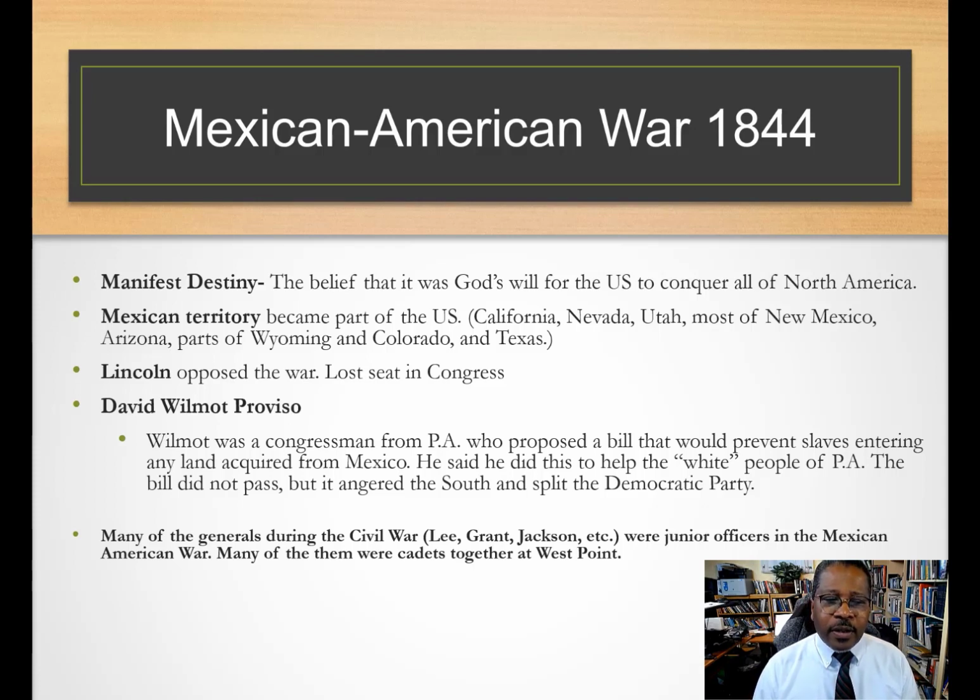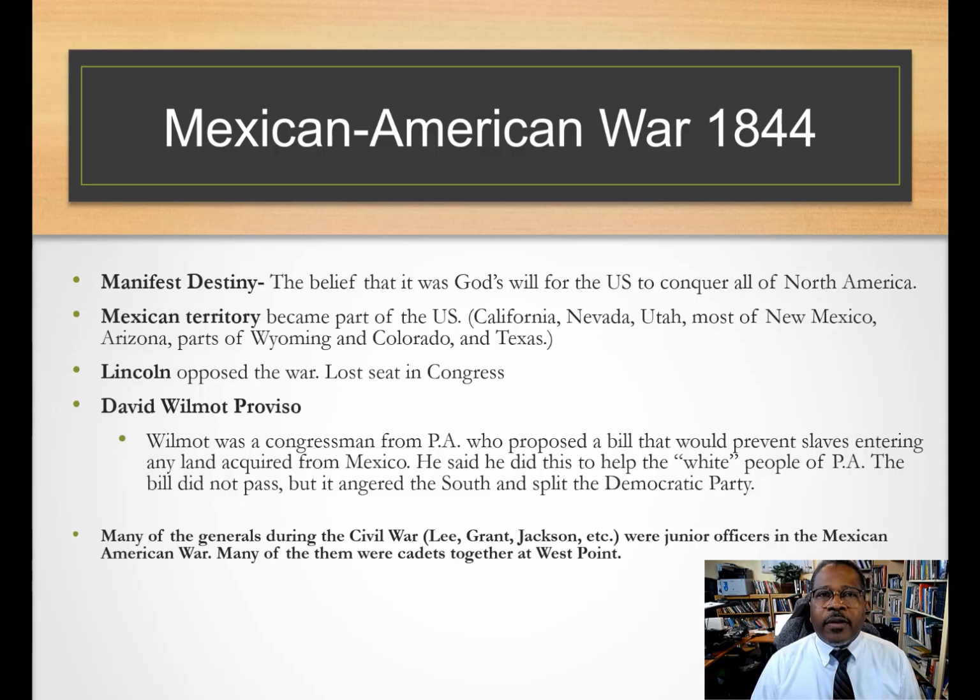And with this, we will acquire from Mexico California, Nevada, Utah, most of New Mexico and Arizona, parts of Wyoming and Colorado, and Texas. This whole western part of the country will come into being.